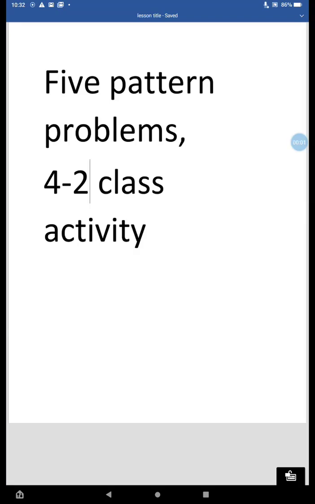All right, fifth grade, welcome to our second lesson for week 19. Today we're going to be looking at 5 pattern problems, okay? It means multiplying with 5s. This is going to go along with the second worksheet in your packet called 4.2, class activity.